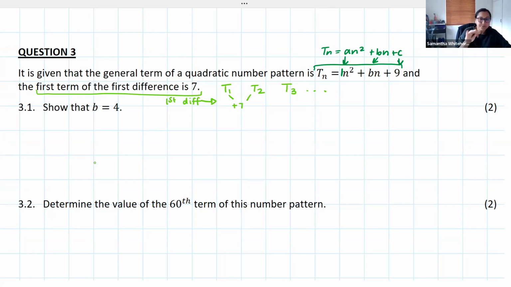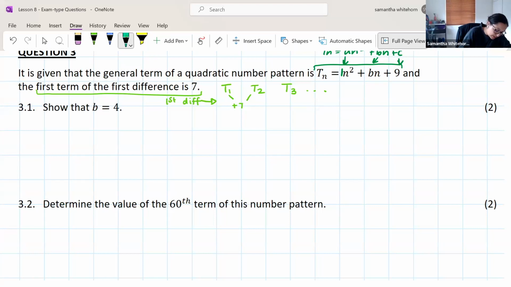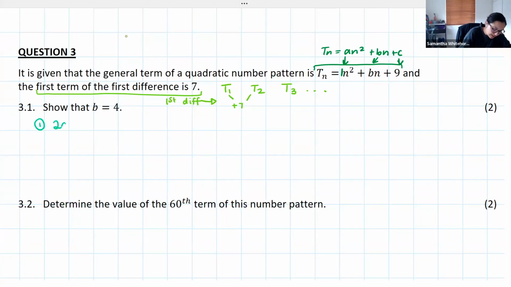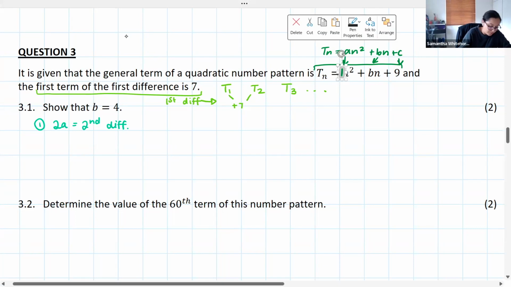Before we get there, remember quadratic patterns: we don't give you any of the formulas on the formula sheet. You have to know the following. Just to summarize, it is the 3 formulas. The first formula allows us to find A: 2A is equal to our second difference. In this case, we already know A is 1, so we don't need to stress about that formula, but just remember it.